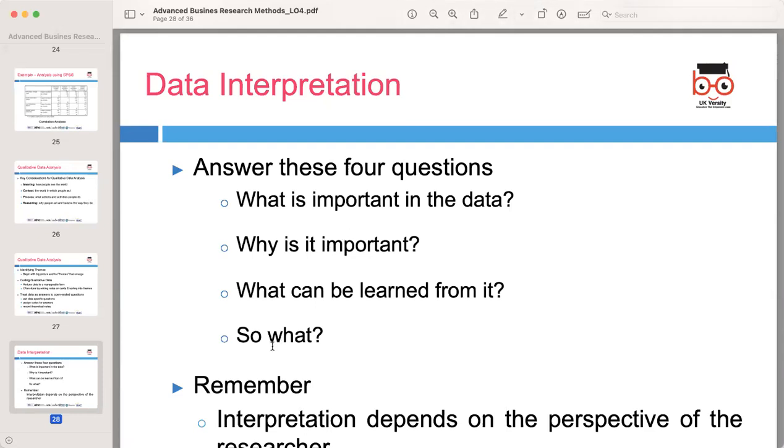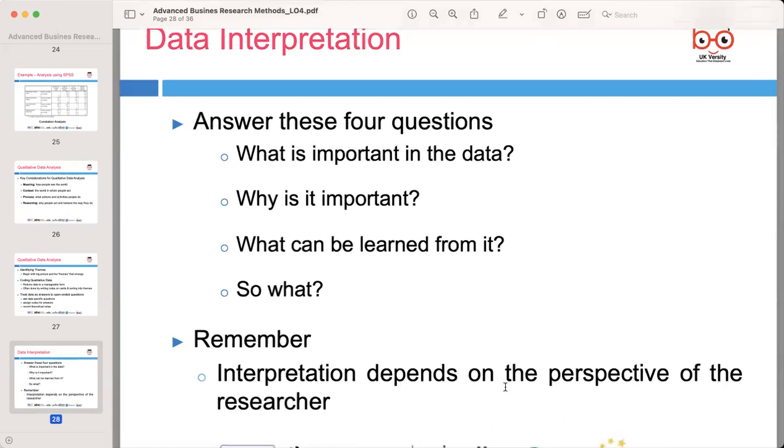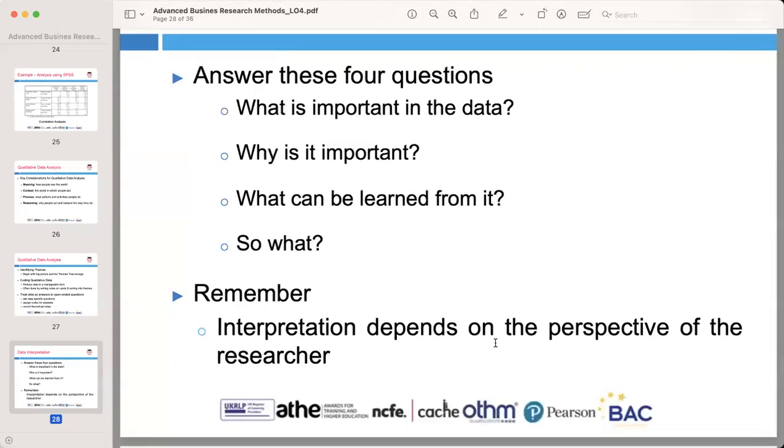And finally, so what? The final question asks us to consider the implication of our data interpretation. Once we have looked at insight from the data, we need to understand the practical significance of our findings. How can these insights be applied in real life scenarios? This step bridges the gap between data analysis and decision making, ensuring the knowledge gained from data interpretation is effectively utilized. So interpretation depends on the perspective of the researcher.